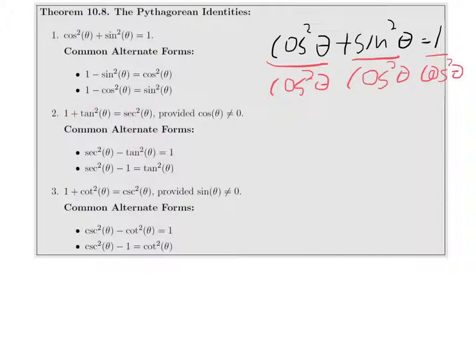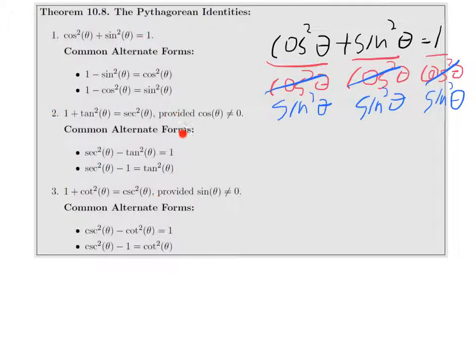Instead, if you were to divide by sine squared, you would get the third identity, number 3. This would be 1. There's your 1. This is cotangent squared, and this one is 1 over sine squared, cosecant squared. So depending on if you divide by sine squared or cosine squared on your original number 1, you can get the second and the third one.